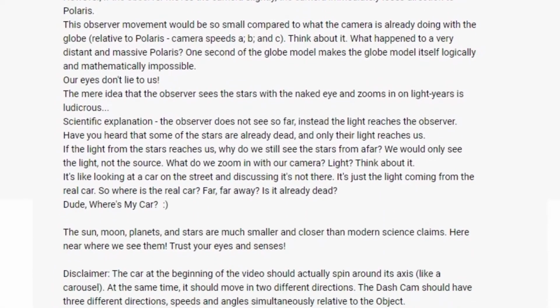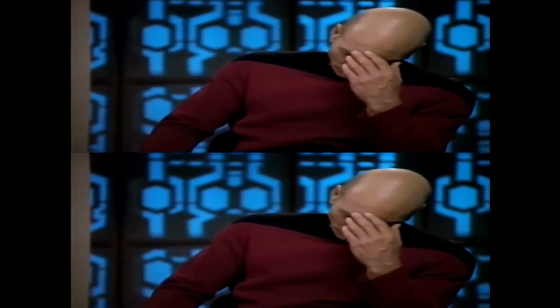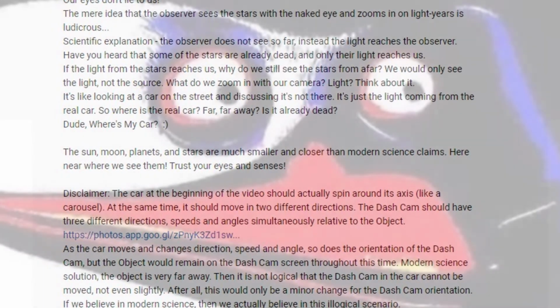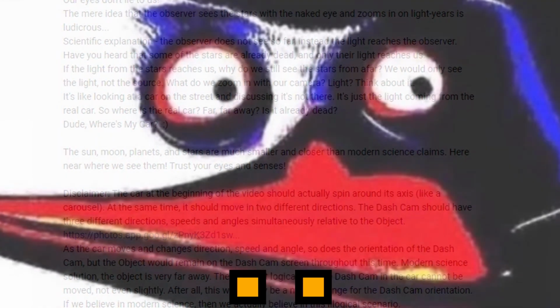The mere idea that the observer sees the stars with the naked eye and zooms in on light years is ludicrous. Oh my god, what in the actual shit? Scientific explanation. The observer does not see so far. Instead, the light reaches the observer. Have you heard that some of the stars are already dead, and only their light reaches us? If the light from the stars reaches us, why do we still see the stars from afar? We would only see the light, not the source. What do we zoom in with our camera? Light? Think about it.